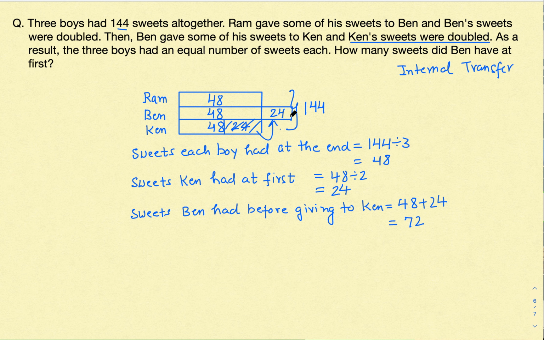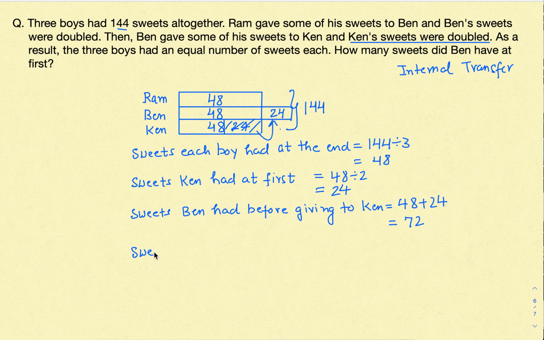Now we also know that Ben also received sweets from Ram, right? And his sweets were also doubled after receiving the sweets from Ram, right? And now we know that this whole thing is 72. That means half of it he had received from Ram, right? So if we just divide the whole thing, 48 plus 24, which is 72, by 2, that amount he received from Ram. So we can get it quickly.